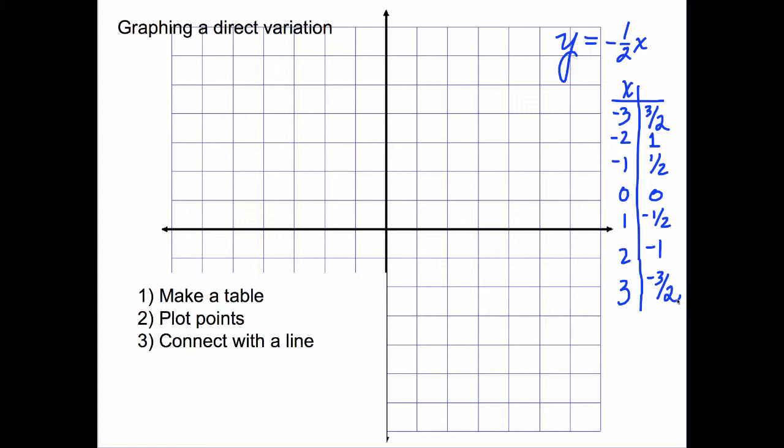And the next thing we need to do is plot points. Well, we'll start with -3, 3 halves. So we'll go -3, 3 halves is 1.5, so that's right about there. -2, 1, -1, 1/2, and then 0, 0, 1, -1/2, 2, -1, 3, -3 halves. And there's our line. And now all we need to do is connect these dots with a line.